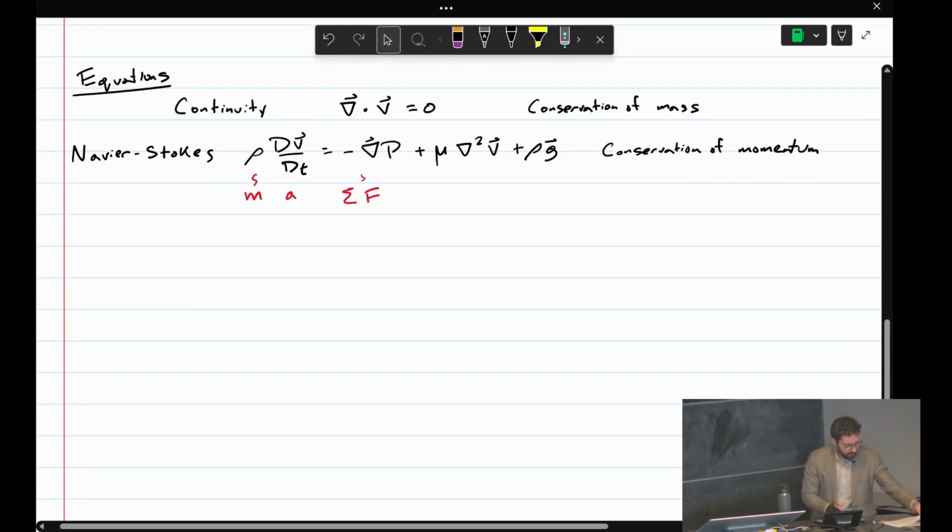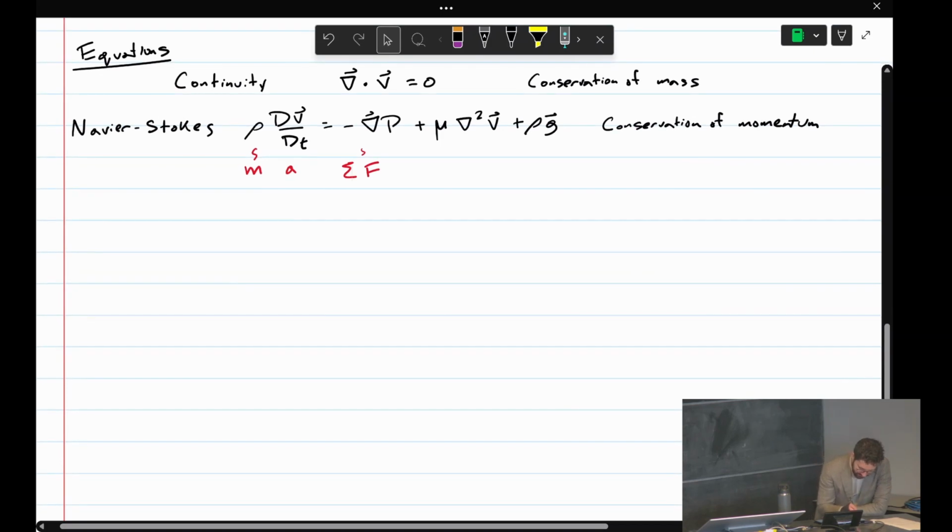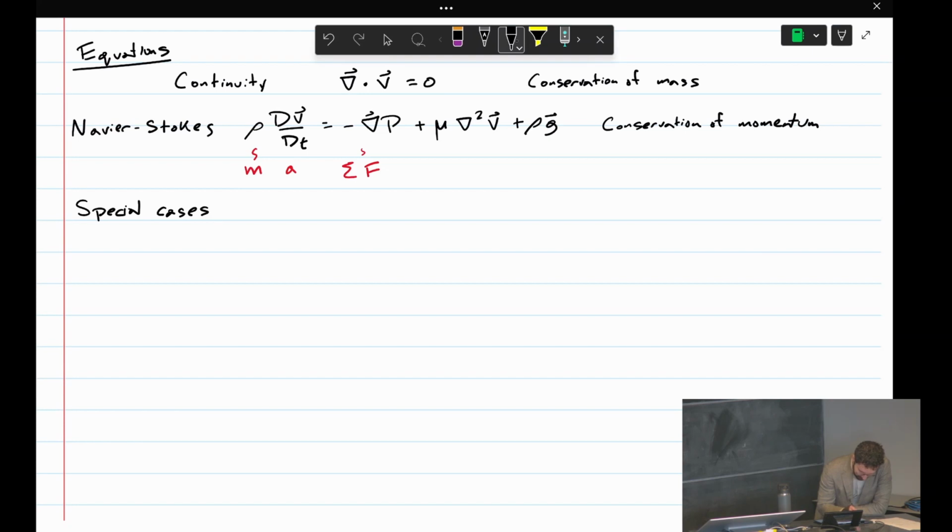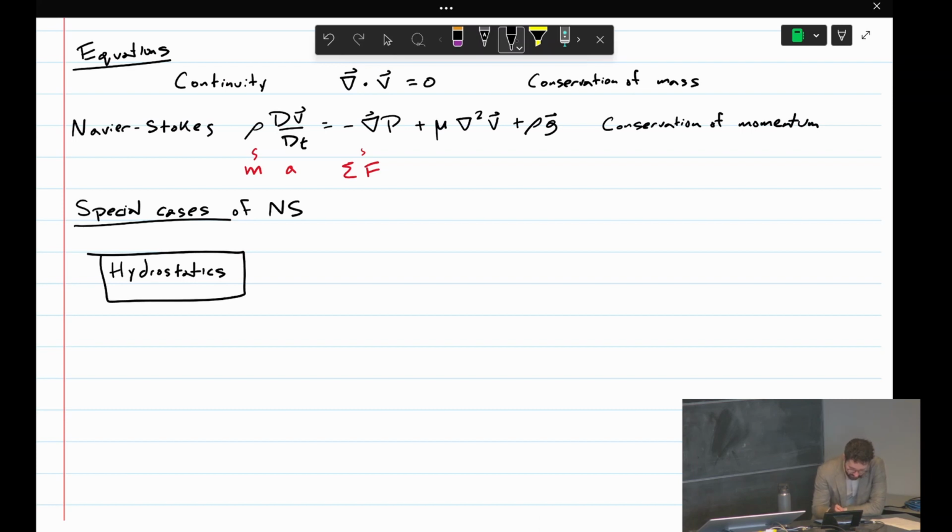Okay. So all of the things we've studied so far in this class are special cases of the Navier-Stokes equations. I'll say special cases of NS for Navier-Stokes. Okay, so the first thing we looked at was hydrostatics. In hydrostatics, with certain assumptions, the Navier-Stokes equations give us P equals P0 plus rho g y.